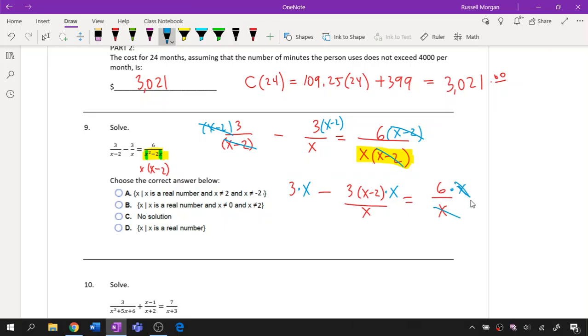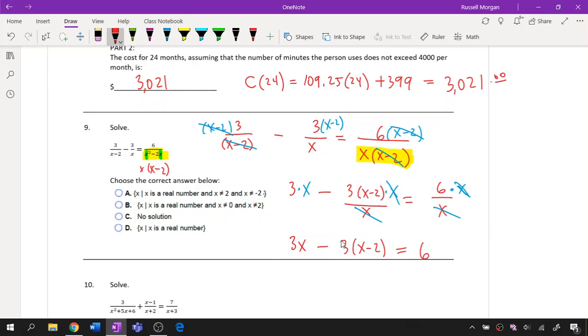X on top, x on bottom, those cancel. X on top, x on bottom, those cancel. This one doesn't cancel because there's nothing on bottom. So here's my new problem. 3x minus 3 times x minus 2. Looks like all that rest is gone. And this is just what? This is just 6. There we go. There's my new problem. Way nicer.